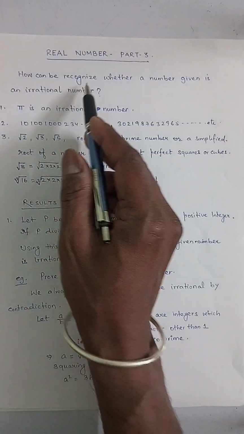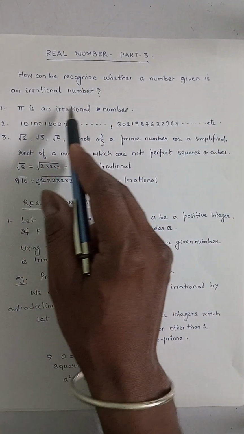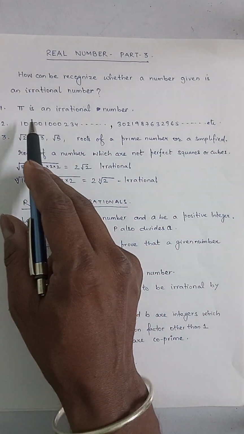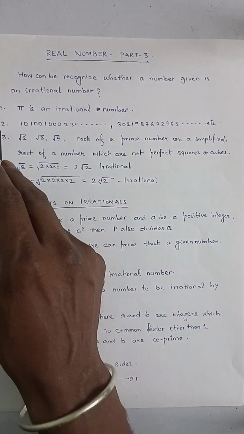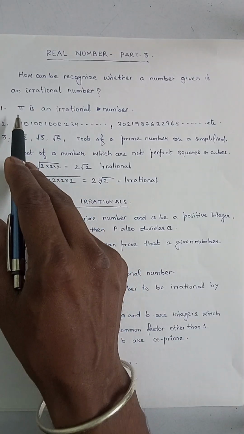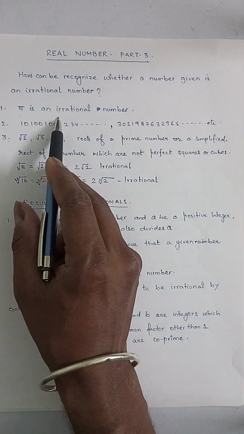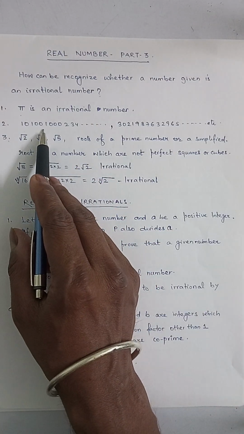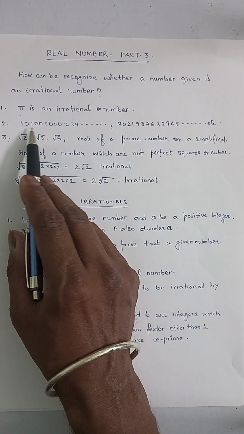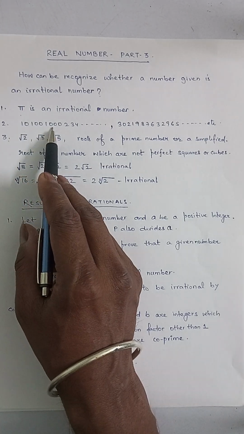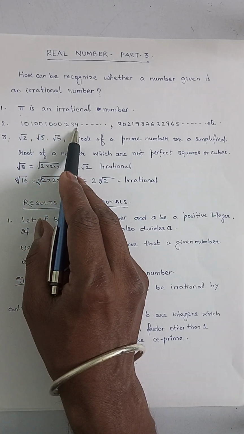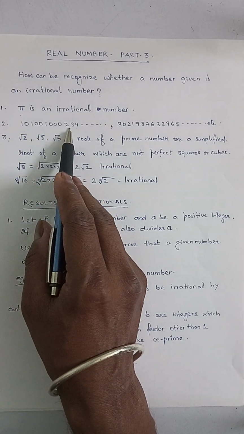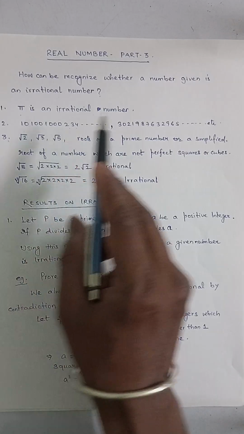How can we recognize whether a number given is an irrational number? To recognize the irrational numbers, I have classified them into three types. First of all, pi is always an irrational number. Any number which is non-terminating and non-repeating is also an irrational number. So you can put the numbers in a haphazard manner and you can get an irrational number. You can see that no numbers are repeating at regular intervals.